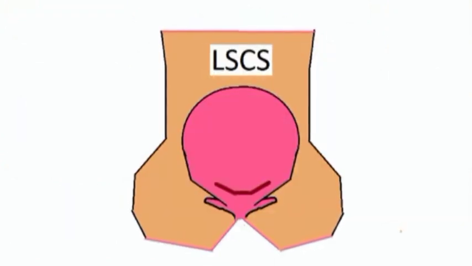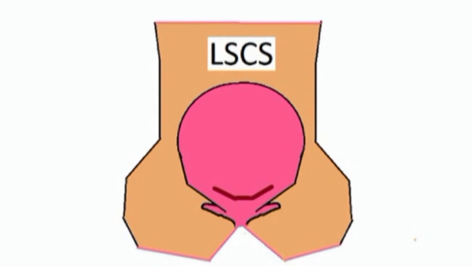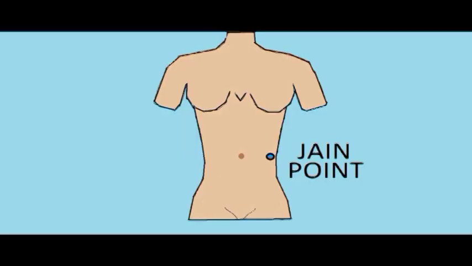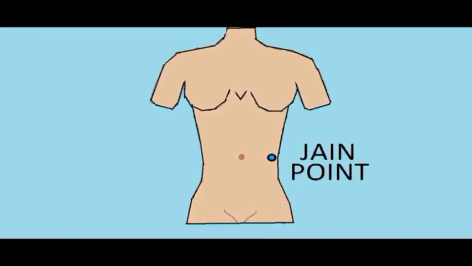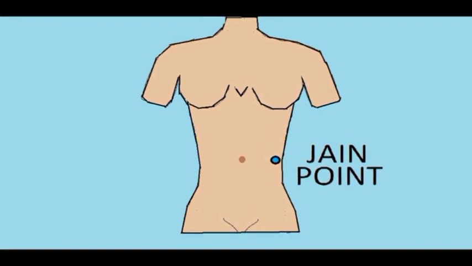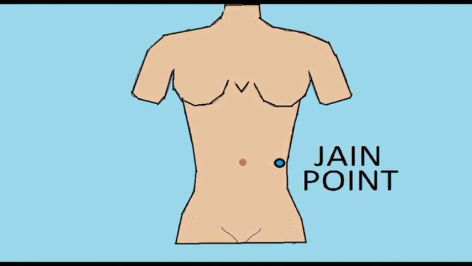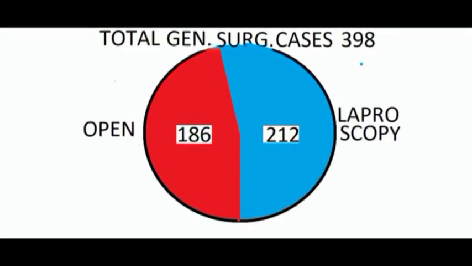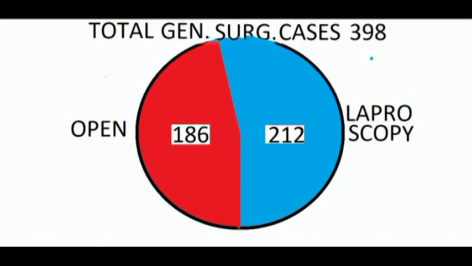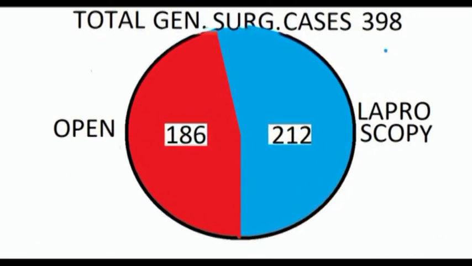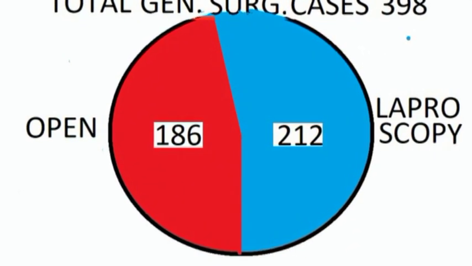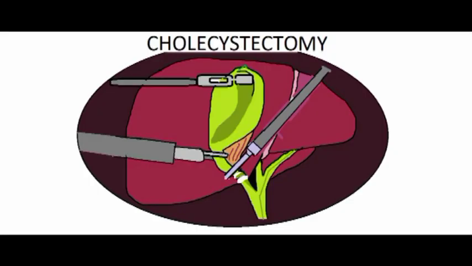Among 2,121 cases of gynecology, lower segment cesarean section is maximum. But if we leave LSCS, the maximum laparotomy was done in ectopic pregnancy and the maximum laparoscopic intervention was done in endometriosis and pelvic infections. Out of 398 patients of general surgery, 186 patients, or 46.7% cases, were laparotomy, and 212 patients, that is 53.26% cases, were laparoscopic procedures. Maximum cases were of appendicectomy and cholecystectomy.